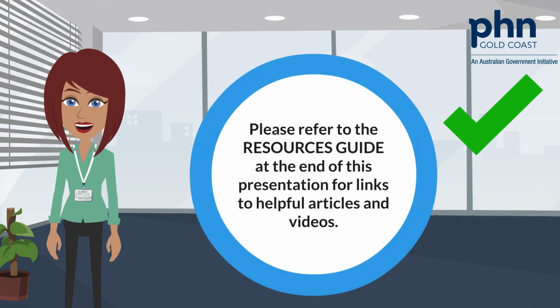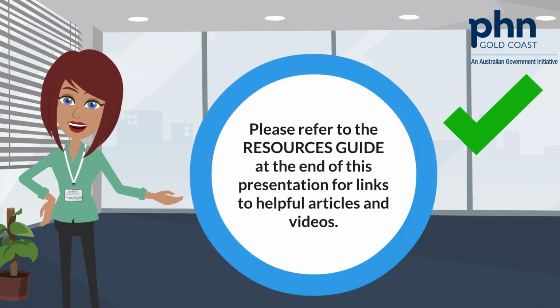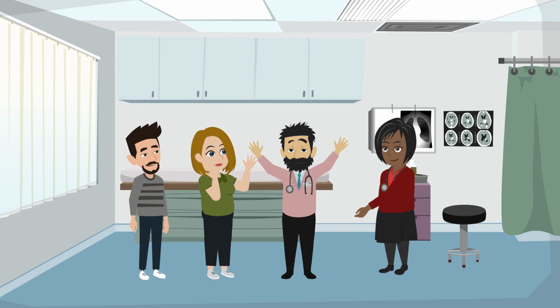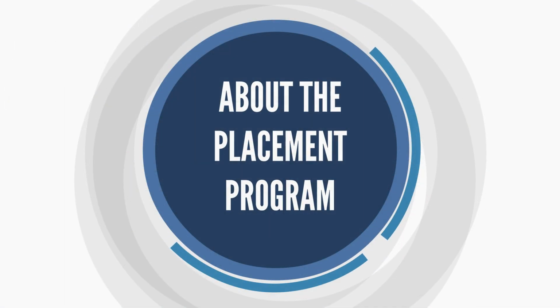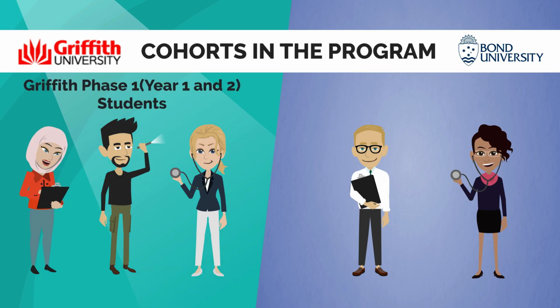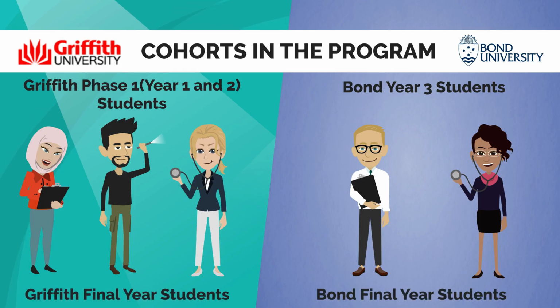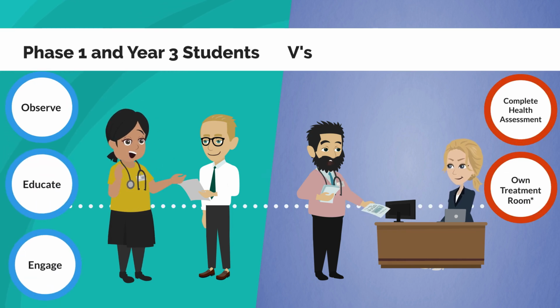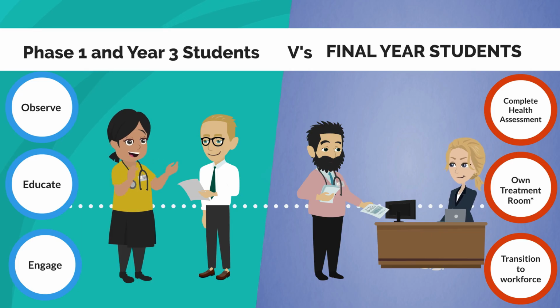Watching this onboarding guide will give you an understanding of the expectations required of general practice supervisors and the needs of the medical students. The GCPHN Clinical Placements program currently places Phase 1 Griffith medical students, Year 3 Bond medical students, and final year medical students from both Bond and Griffith University to complete their core and elective general practice placements. The supervisor's responsibilities and requirements will vary dependent on the student year level.